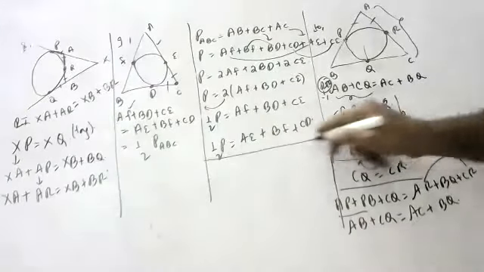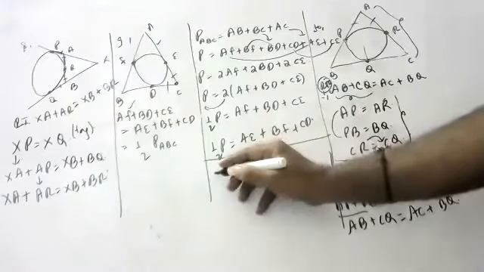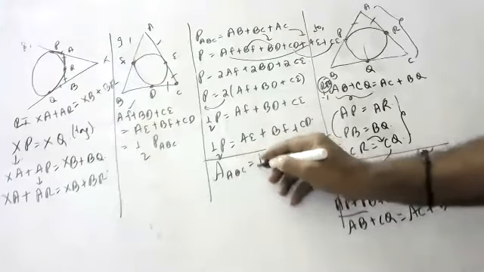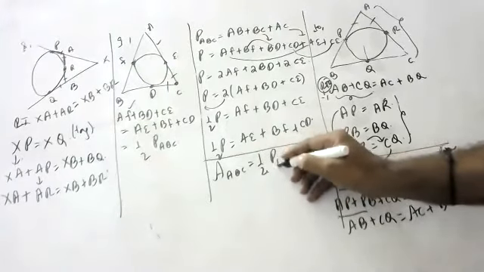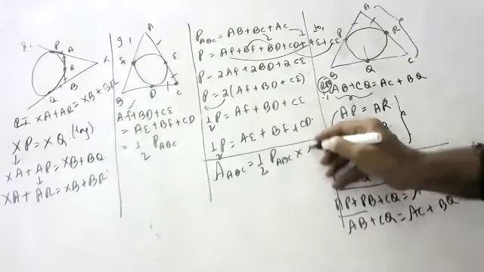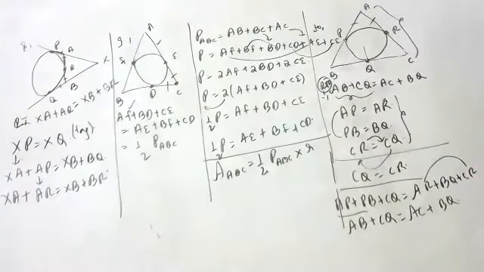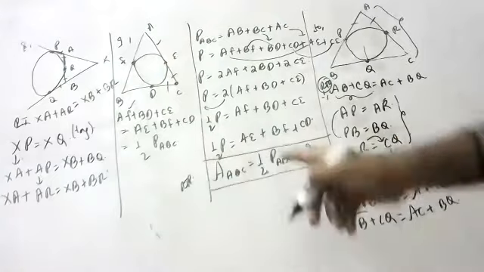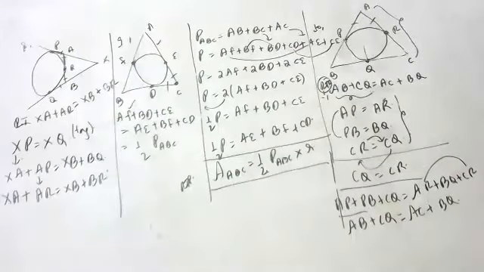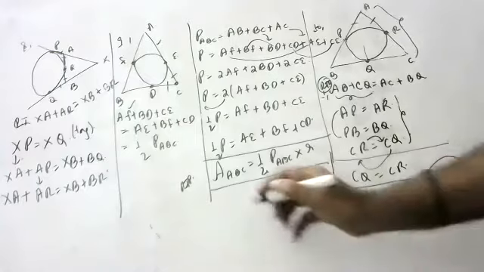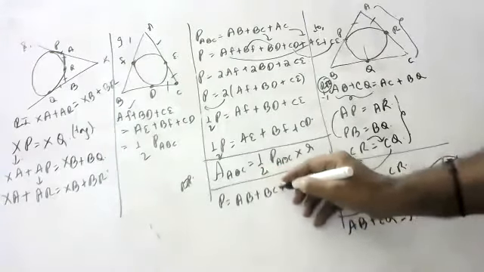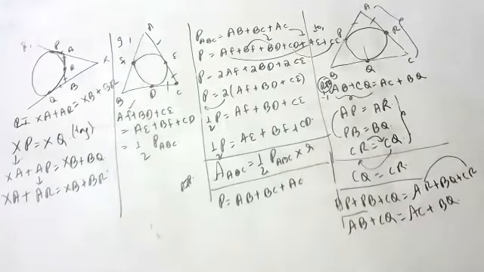Shantan, can you tell me one more thing? I want the area of ABC to be proved as half of the perimeter of ABC into R. Can you try this also? Okay sir, I'll try. First, let us find the perimeter. Perimeter equals AB plus BC plus AC. AB equals AP plus PB.